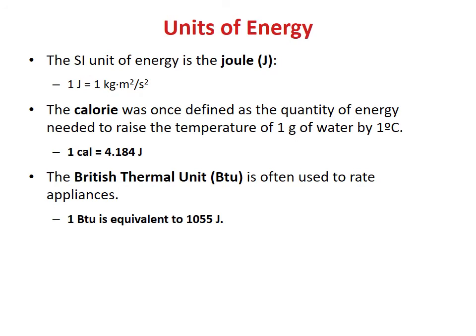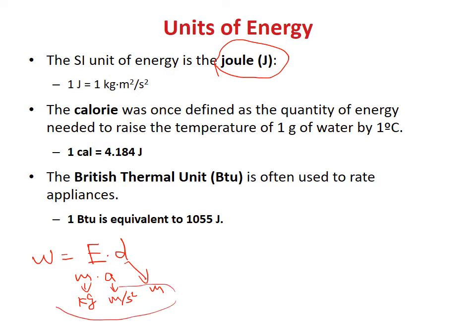The SI unit of energy is the joule. In physics, work is calculated by force times distance, and force is calculated by mass times acceleration. The unit of mass is kilogram, acceleration is meter per second squared, and distance is meter. So the combination of these three gives you kilogram meter squared per second squared. 1 joule equals 1 kilogram meter squared per second squared.